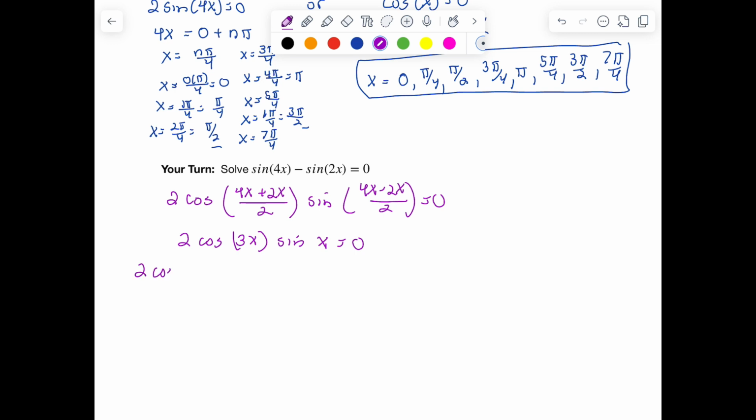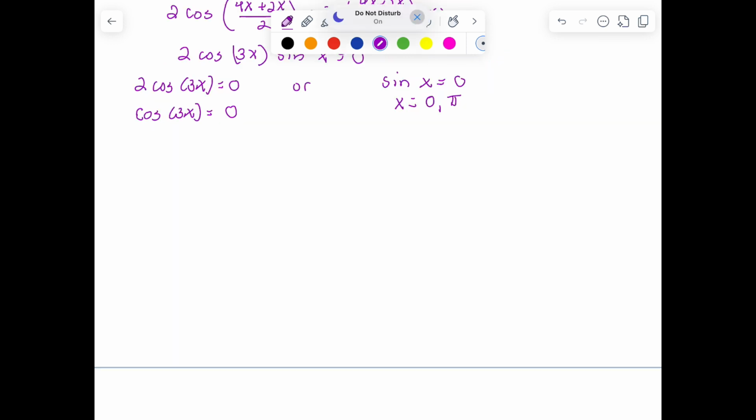Using my zero product rule, I can say that 2 cosine of 3x equals 0 or sine of x is equal to 0. Let's start by solving this second equation. I know sine of x equals 0 when x is equal to 0 or pi. And then for the first equation, 2 cosine of 3x, I will divide each side by 2 to get cosine of 3x is equal to 0. The first angle whose cosine is 0 is pi over 2, and then this repeats every n pi because it's quadrantal angles.